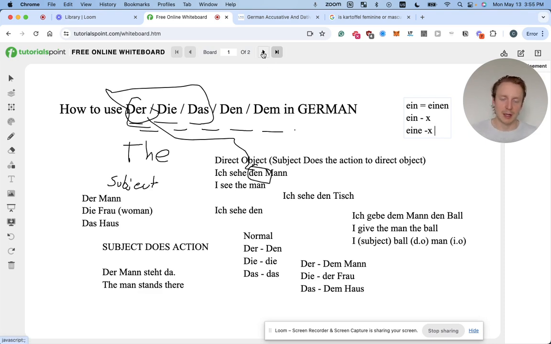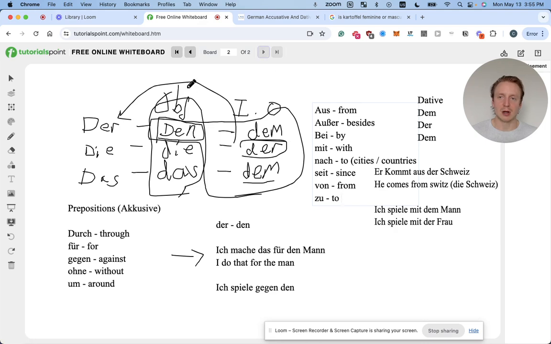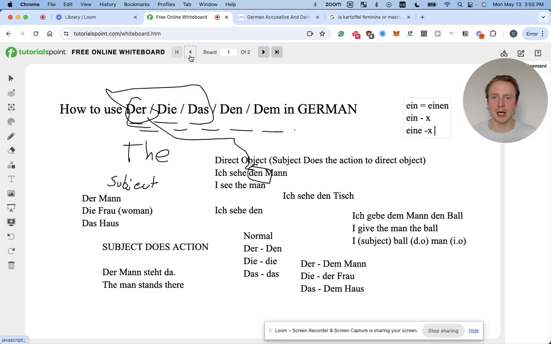I hope this gave you a way to kind of visualize it, especially this chart. Let's make it beautiful one more time. You know what? I think we did enough. So this is it. How to use der, die, das, dem in German with prepositions.